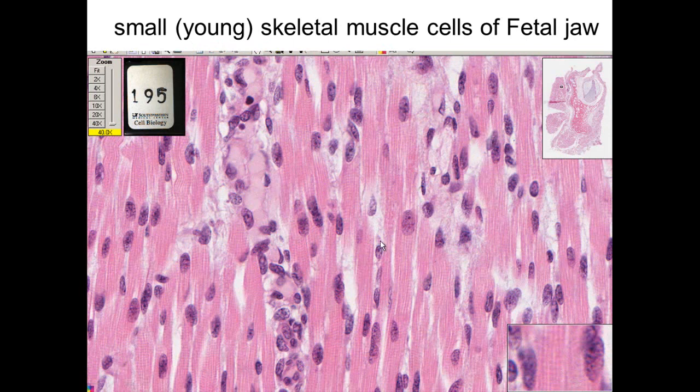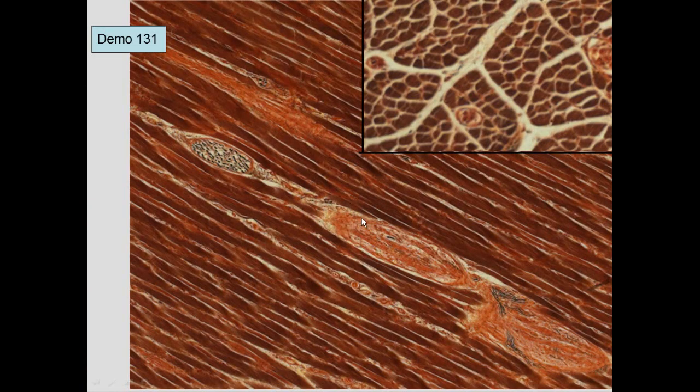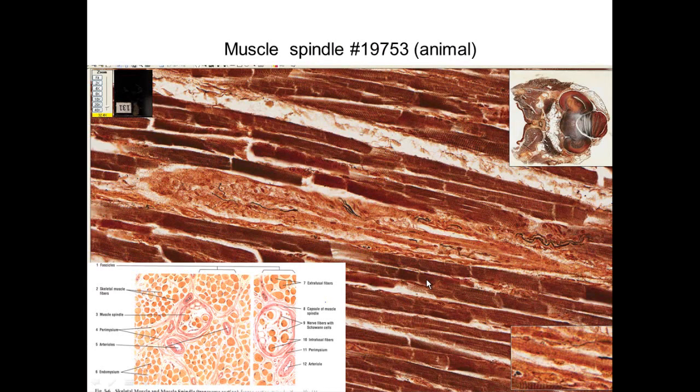Here we see some young skeletal muscle cells. It looks a little bit like smooth muscle because the cells are not very large, but the nuclei are still on the periphery, as we can see. This is one of those muscle spindles where you actually have some of the muscle fibers within a capsule that controls or detects stretch.